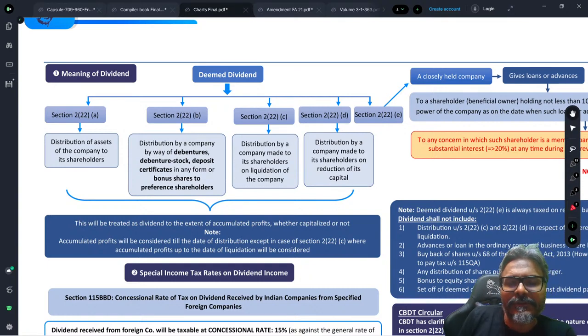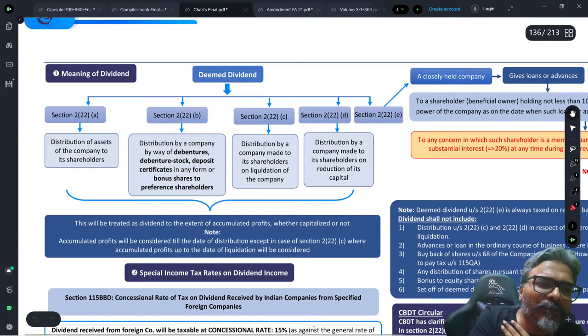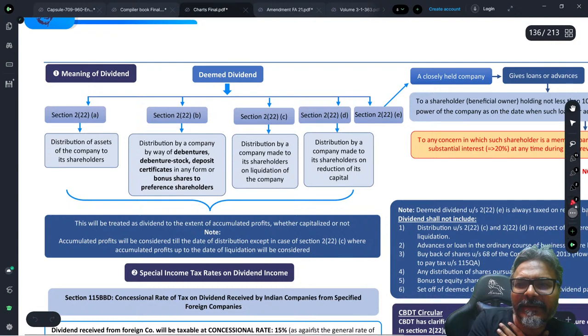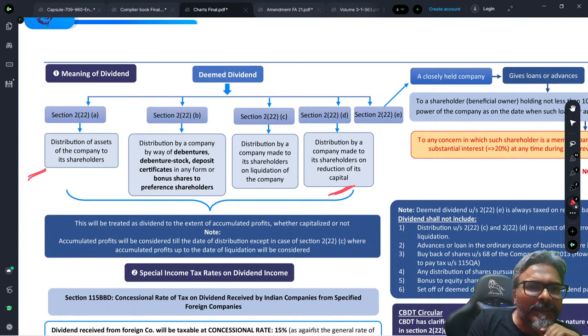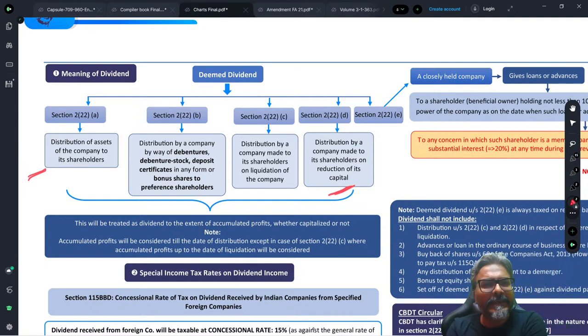Now, 2(22)(c) is an important one. By the way, as I told you students, the dividend under 2(22)(a) to 2(22)(d) has to be considered separately in this case. The reason is very clear. If you have a look over here itself, you will come to know.